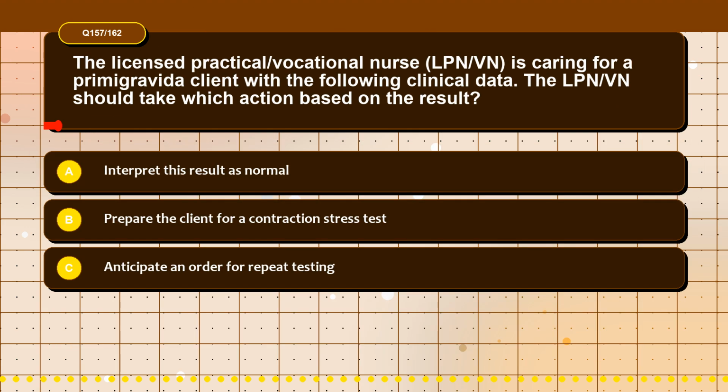Question 157. The licensed practical/vocational nurse, LPN/VN, is caring for a primigravida client with the following clinical data. The LPN/VN should take which action based on the result? Here are the options. Option A. Interpret this result as normal. Option B. Prepare the client for a contraction stress test. Option C. Anticipate an order for repeat testing.